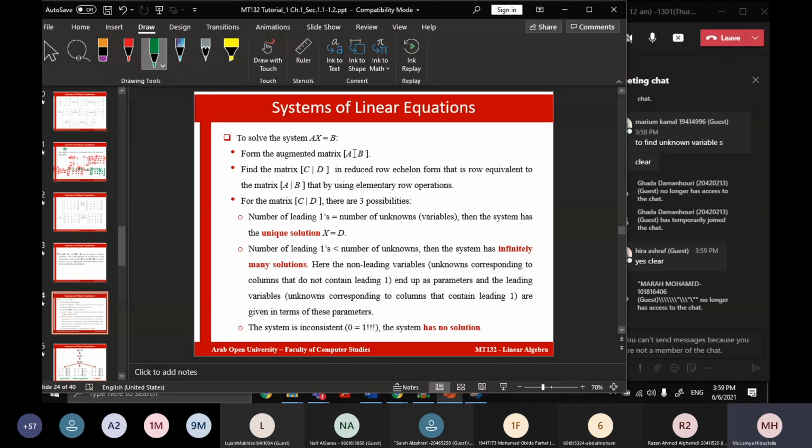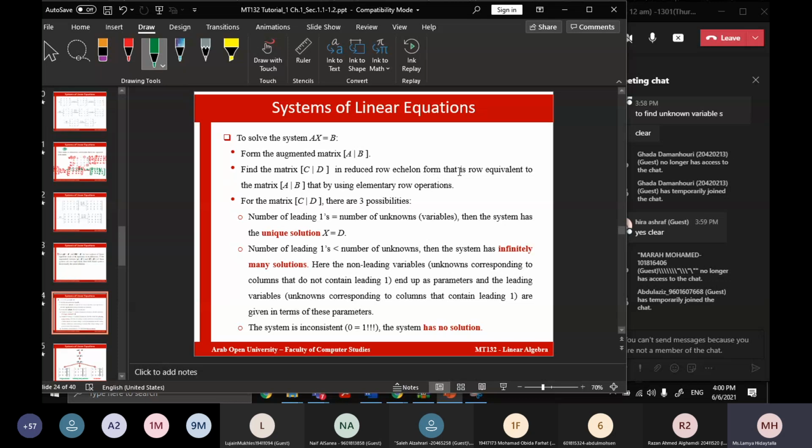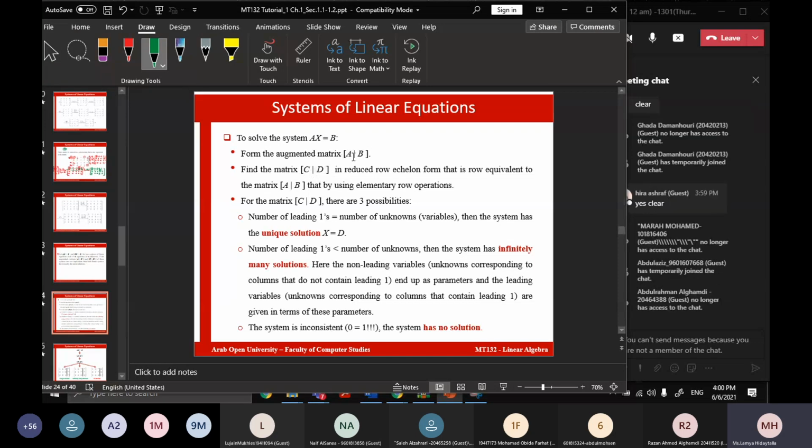And then after that, we will reduce our system to a simpler equivalent one by doing row operations. We will find a new system or a new matrix in reduced row echelon form. What is the relation between this one and that one? They are row equivalent. We got this one by doing row operations on that one.